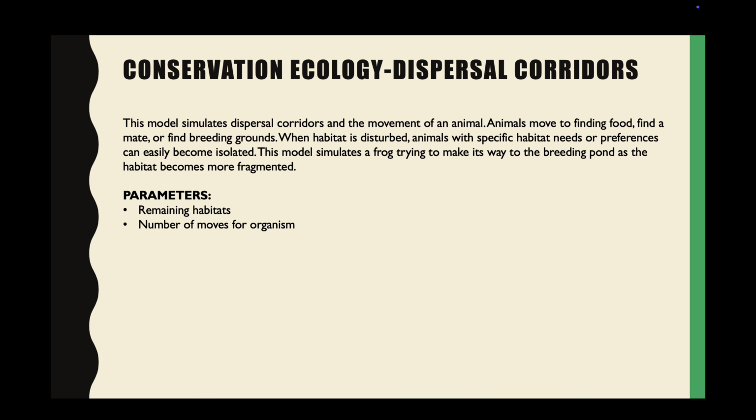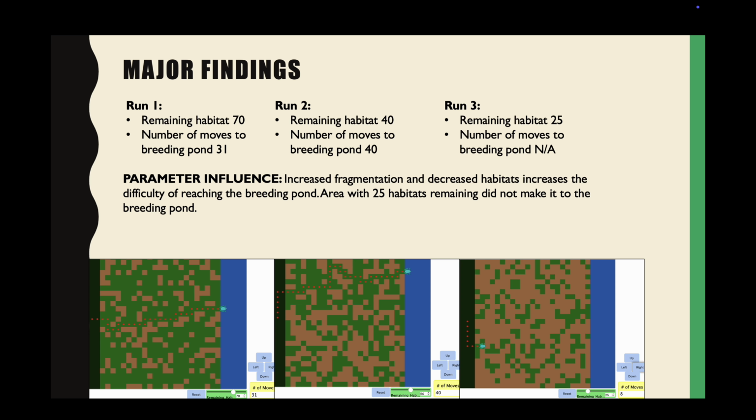For the next one, it's the dispersal corridors. This model simulates dispersal corridors and movement of animals. Animals, they need to move to find food, to find a mate, or to find breeding grounds. And when a habitat is disturbed, animals with specific habitat needs become isolated, and the parameters are remaining habitats and number of moves for an organism.